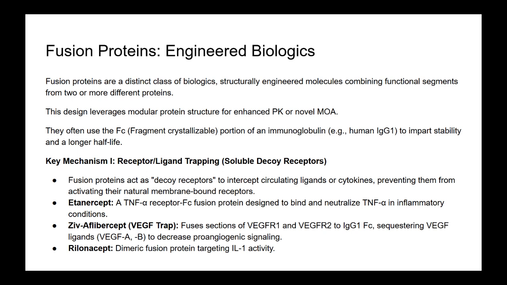And a key engineering trick, as we discussed with antibodies, is often fusing the active domain, whatever it might be, to the Fc portion of an IgG1 antibody. Why? Because that Fc region confers stability and, crucially, provides that long plasma half-life by engaging with the neonatal Fc receptor, FcRn recycling pathway. Clever. So they borrow the long-lasting tail from an antibody.